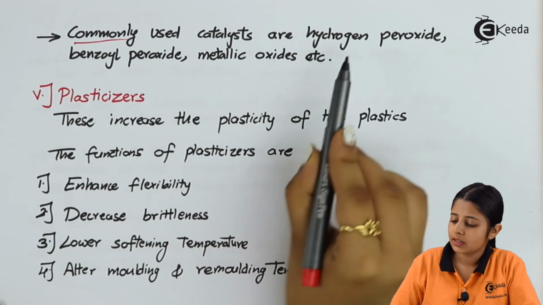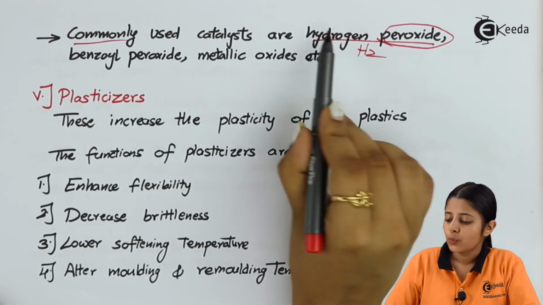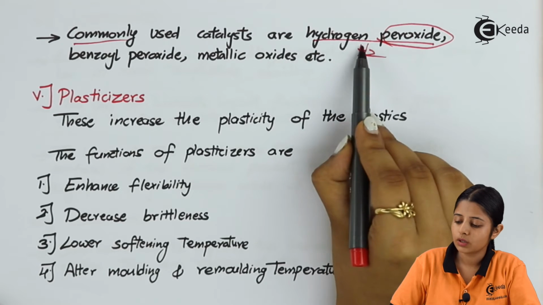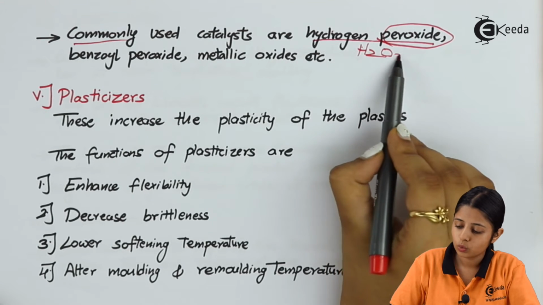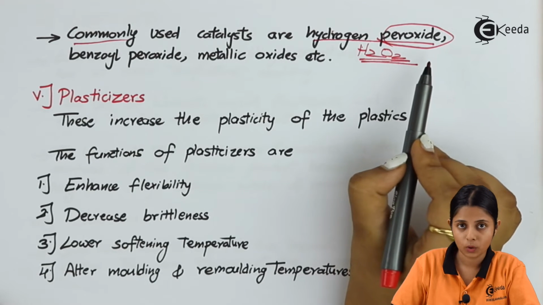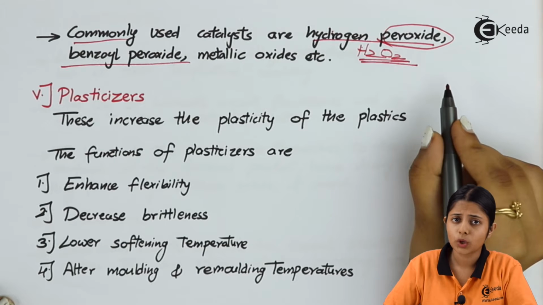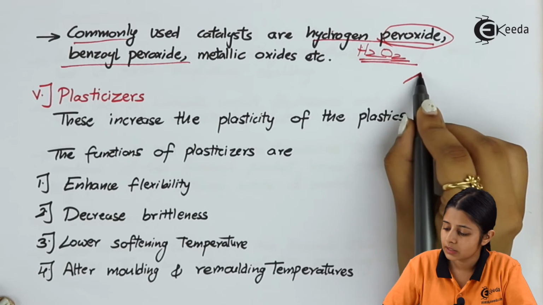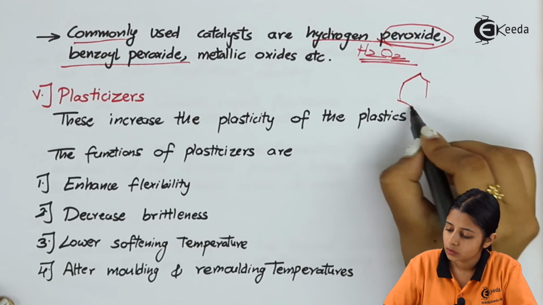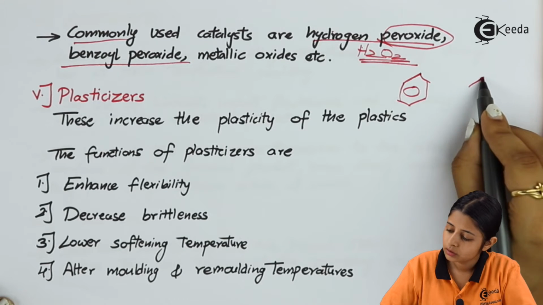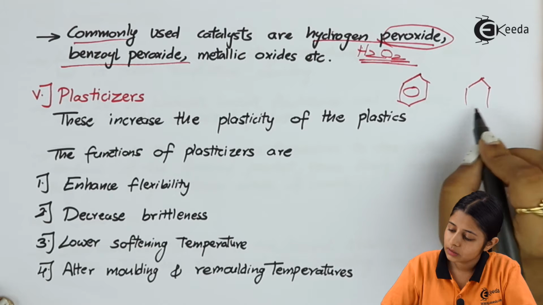Commonly used catalysts are hydrogen peroxide. Whenever I'm talking about a peroxide, I'm talking about an element twice and oxygen twice. So that will be H2O2. H2O2 is nothing but hydrogen peroxide. Next, I'll draw benzoyl peroxide over here. Whenever I'm talking about benzoyl peroxide, there are two benzene rings. This is one benzene ring. This is another benzene ring.